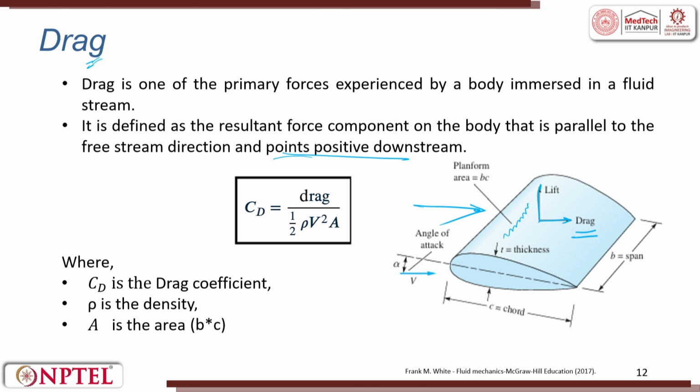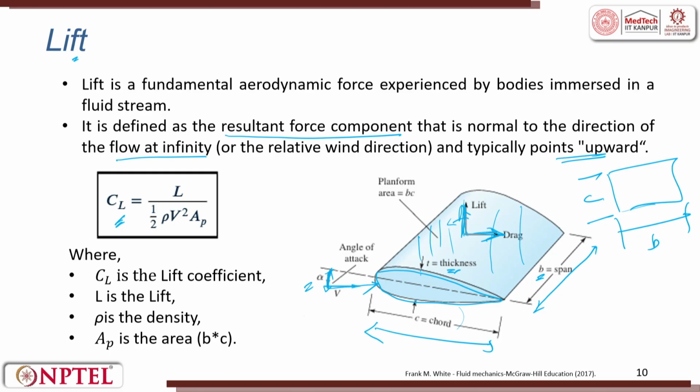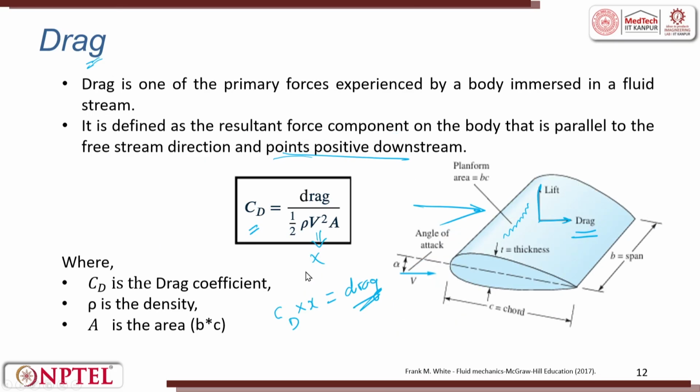The drag coefficient can be figured out by CD equal to drag divided by half rho V square A. A is B into C, as we have already seen. So, basically what you do is you have a drag coefficient, which many a time is given in the examination, and then you multiply by this factor, which I call x. x is equal to drag. So, through this you can find out your drag. In the previous one we saw lift almost the same way.